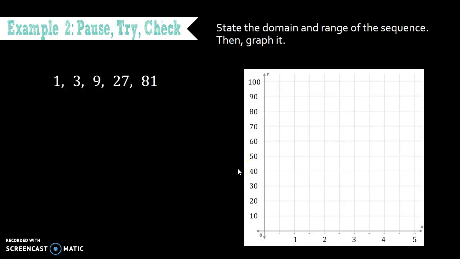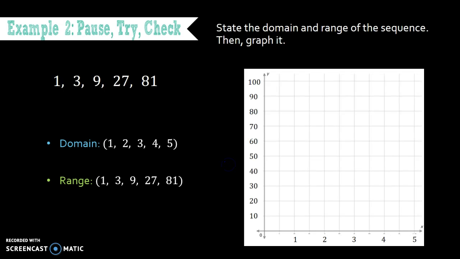Pause and try this one. State the domain and range of the sequence, then graph it. Your domain would be 1 through 5. Your range would be the actual term values. And then we will match those points up to plot them on the graph. So you have the points (1, 1), (2, 3), (3, 9), (4, 27), and (5, 81).